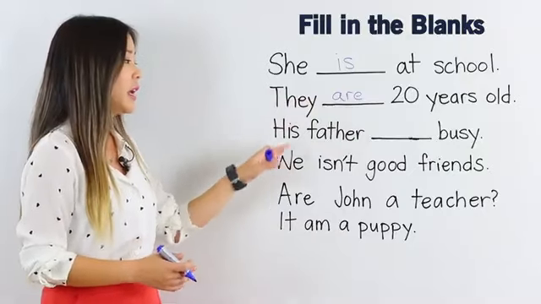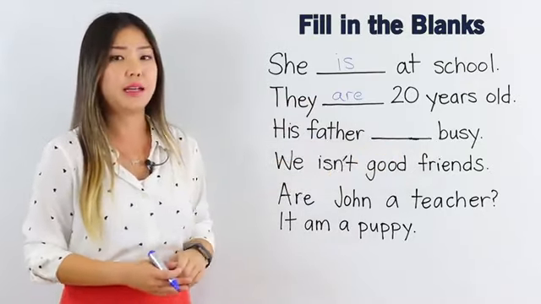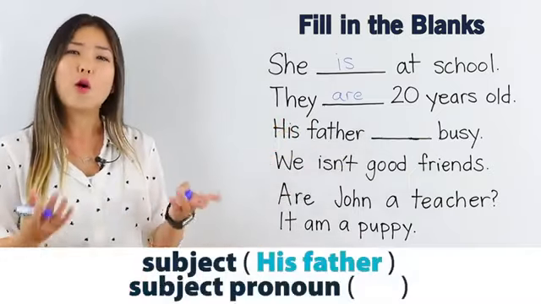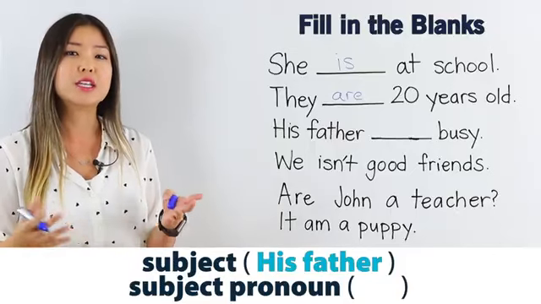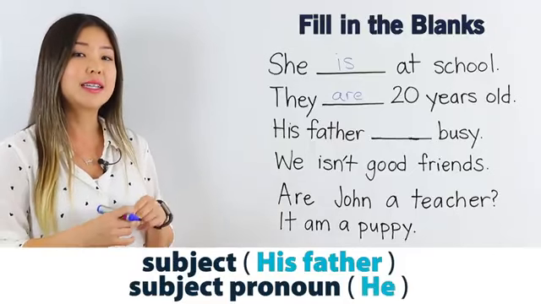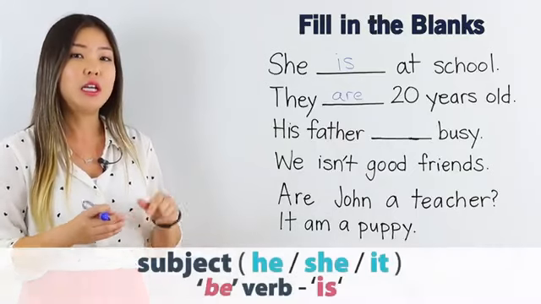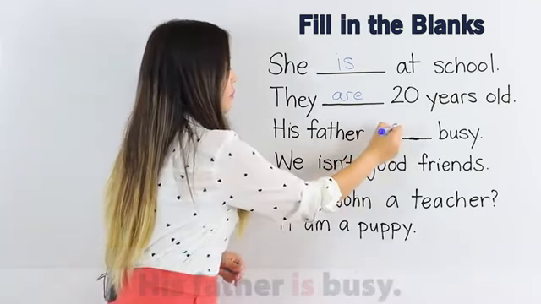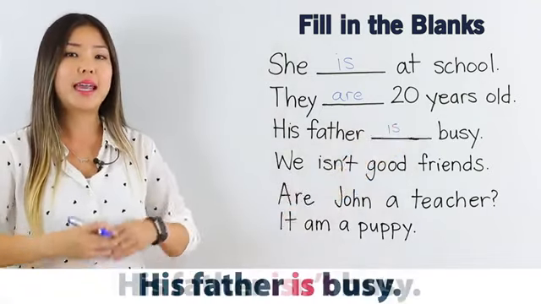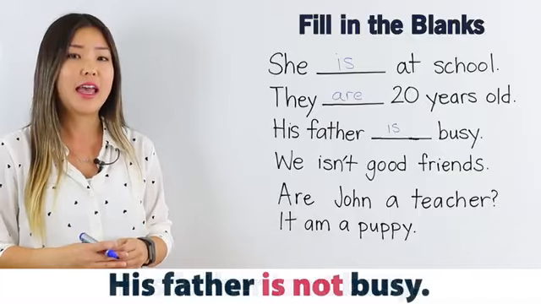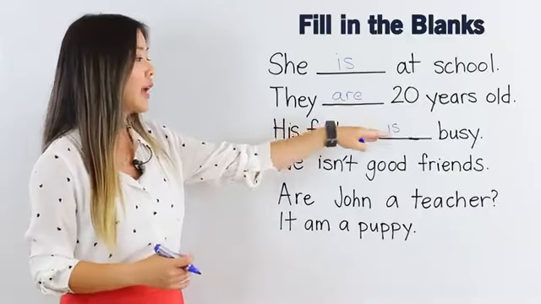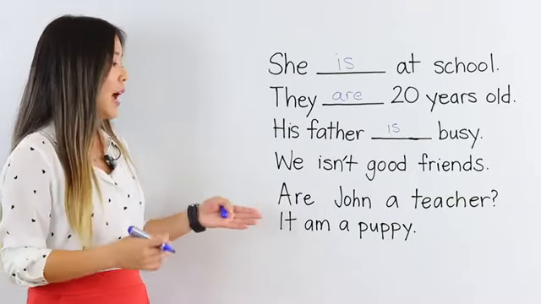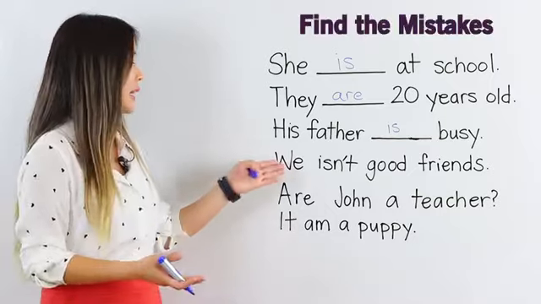The next sentence says, his father blank busy. The subject of this sentence is his father. What subject pronoun do we use for his father? The correct answer is he. Remember, for he, she, it, the be verb is. For the negative, we can say isn't or is not. And for a contraction for father and is, we can say his father's busy. Now, I want you to try to find the mistakes in this sentence.